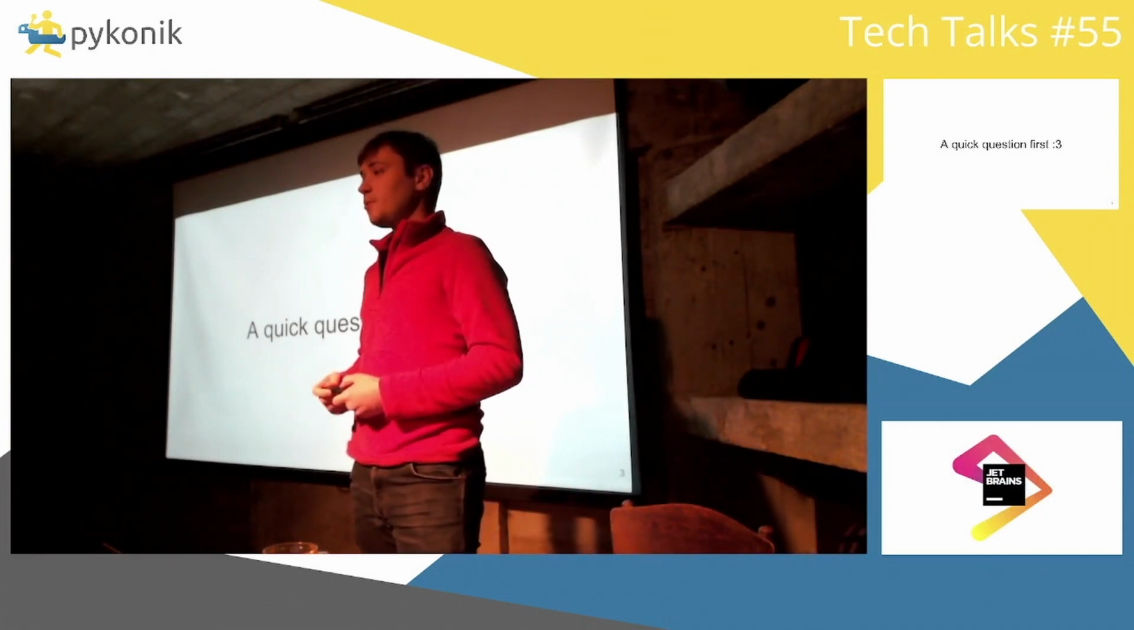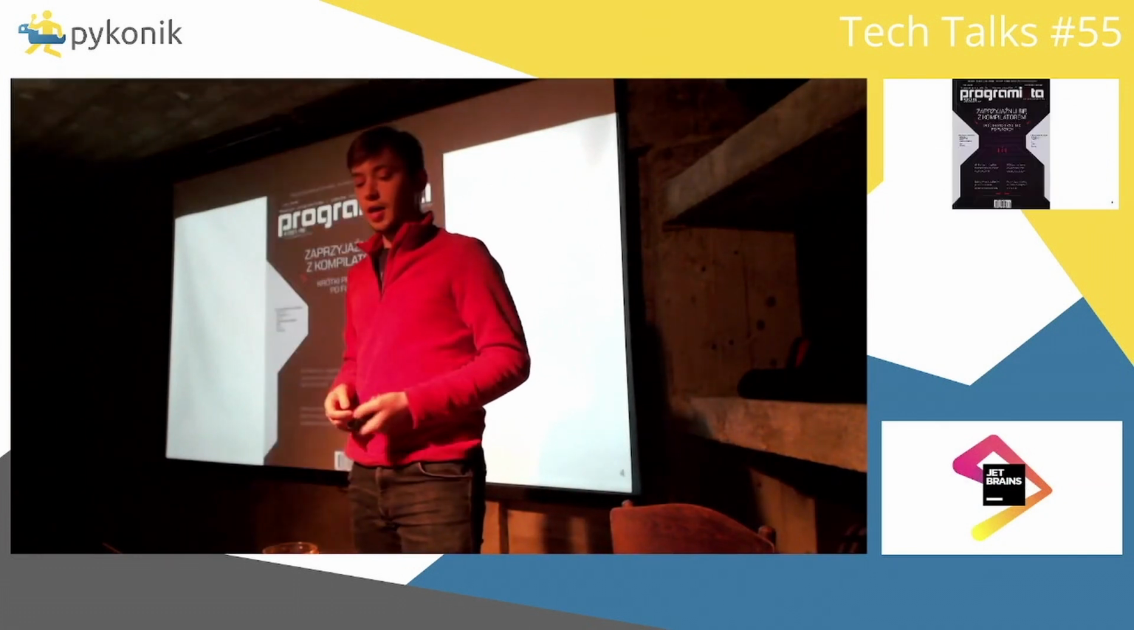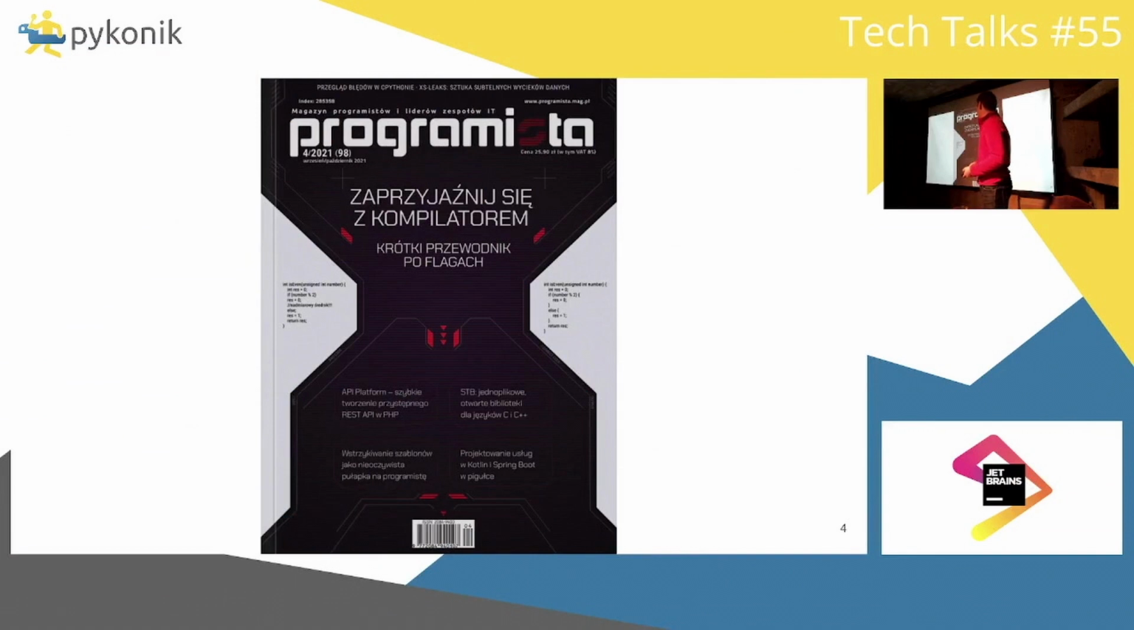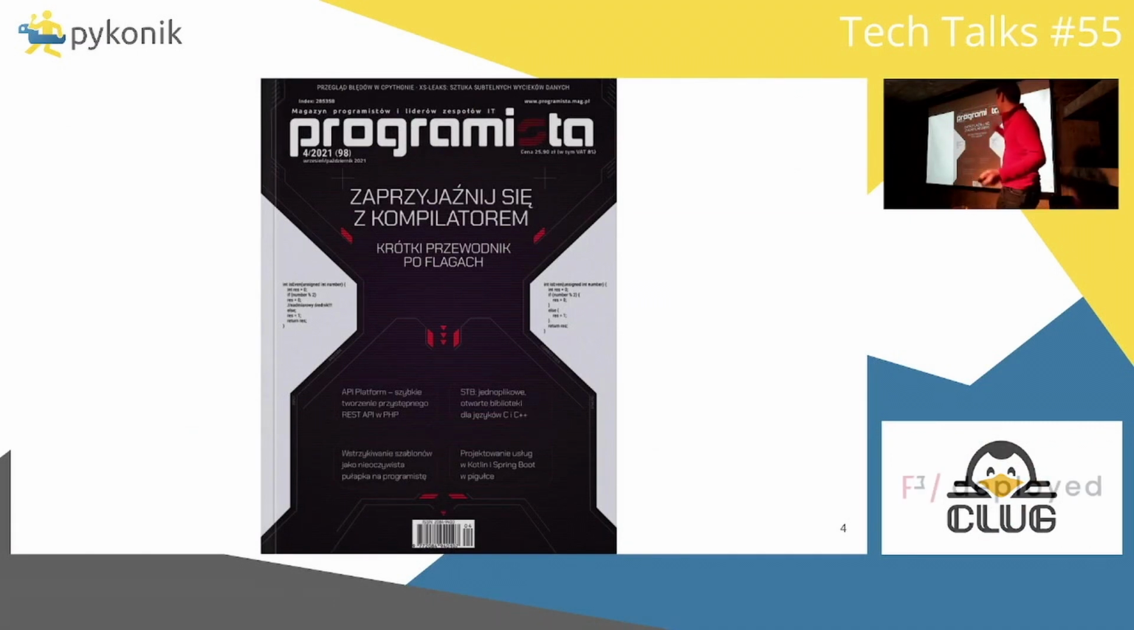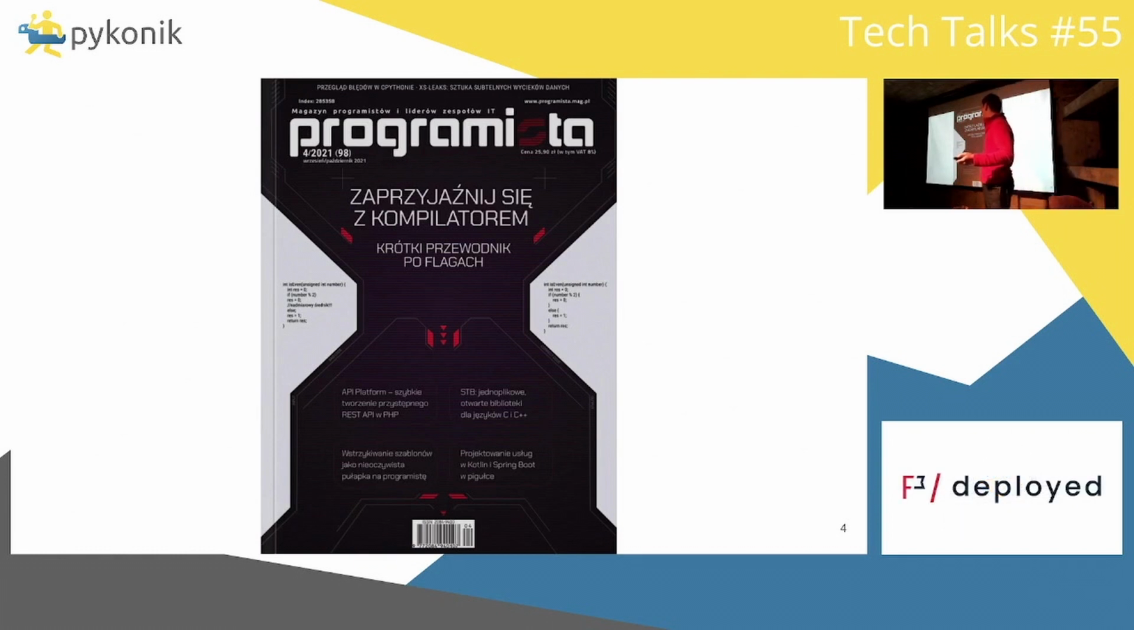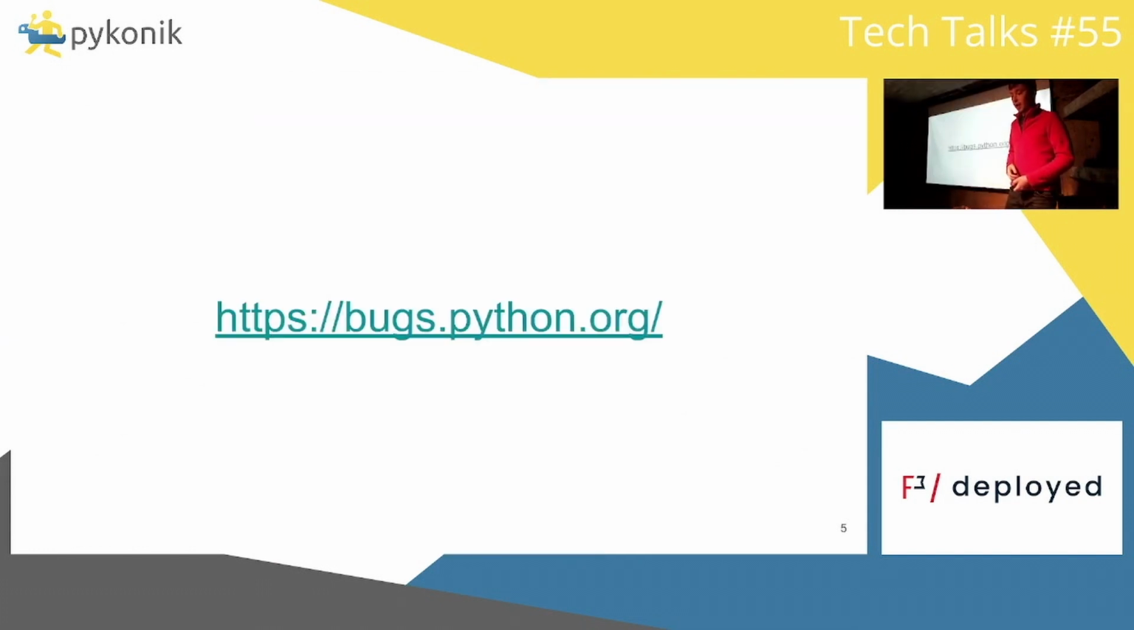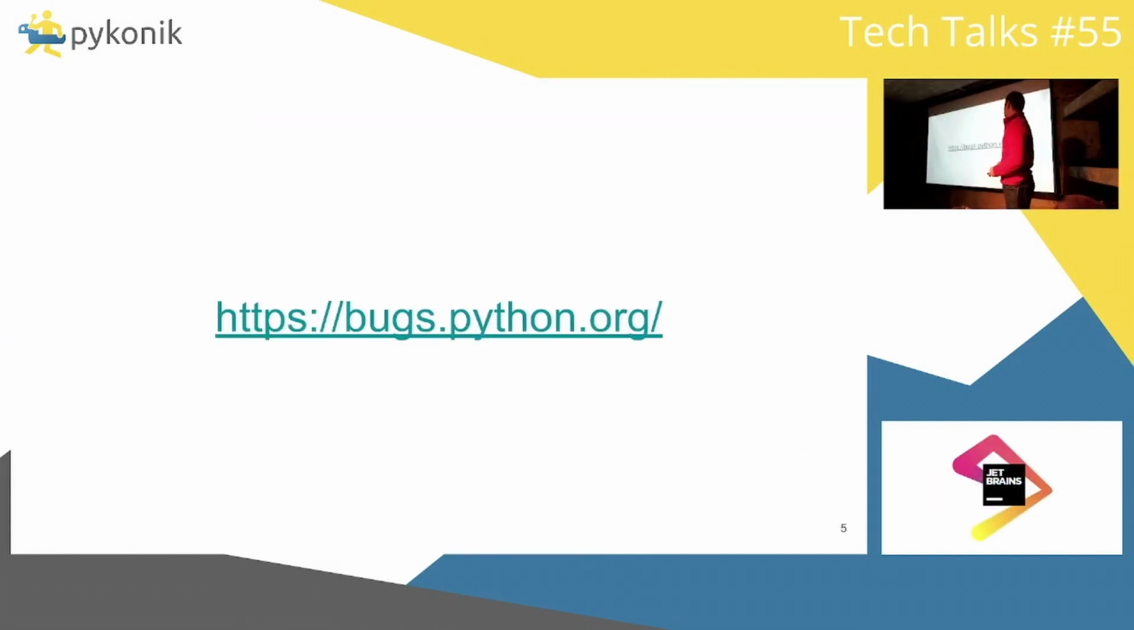I'm going to start with a quick question first. Has anyone bought this or read any article in it? In this particular one? Yeah, in this particular one. Okay, nobody. That's good, because this talk is based on an article I have written in this Programmista magazine, which you can buy at Empik or probably elsewhere as well. And it's mainly about the bugs that are already reported on bugs.python.org.